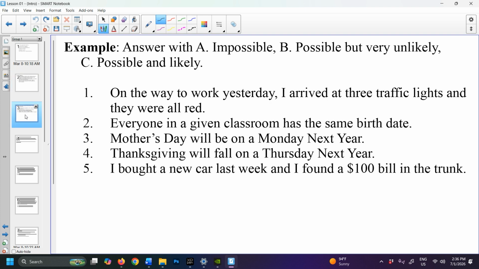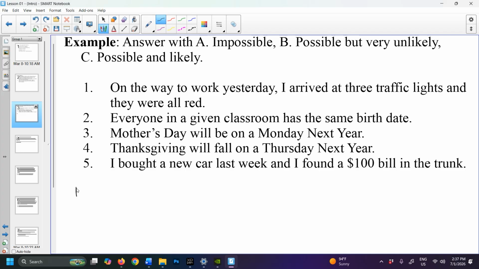First example. We're going to answer all of these statements with three things. Either A, it's impossible, B, possible but very unlikely, or C, possible and likely. The first situation, on the way to work yesterday, I arrived at 3 traffic lights and they were all red. Now, how am I going to answer that? Well, I am going to say that this is both possible and it is likely.